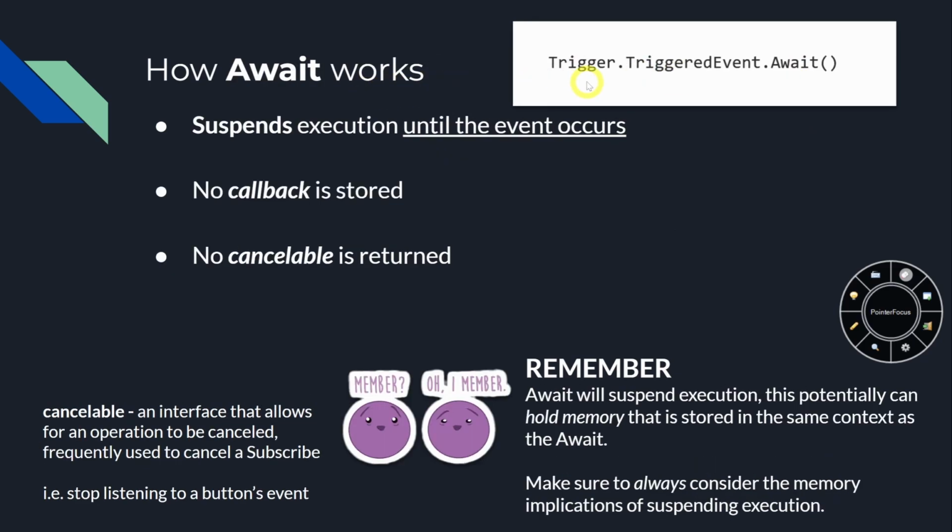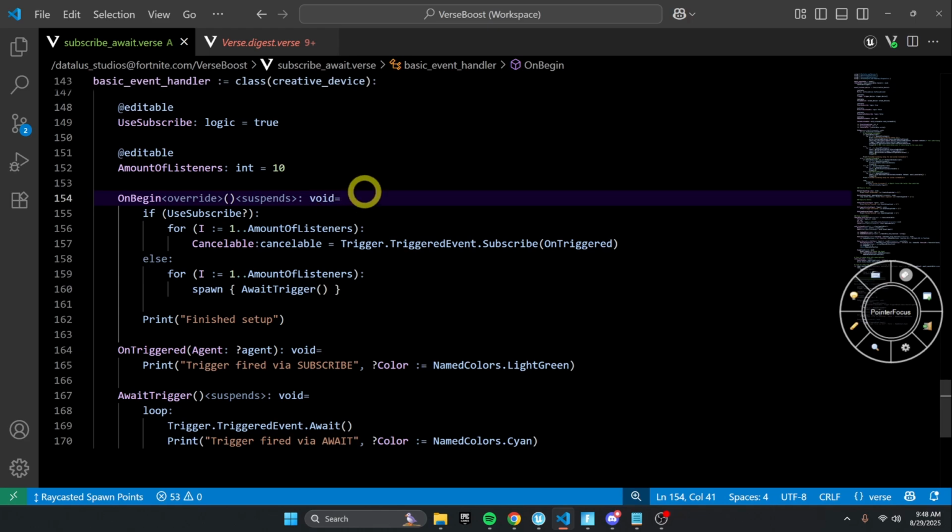Await is a lot different because it is actually suspending execution until the event occurs. There's no callback and there's no cancelable. So now we're back in Verse, just going over a quick example.